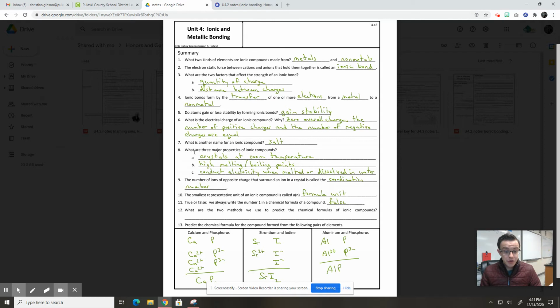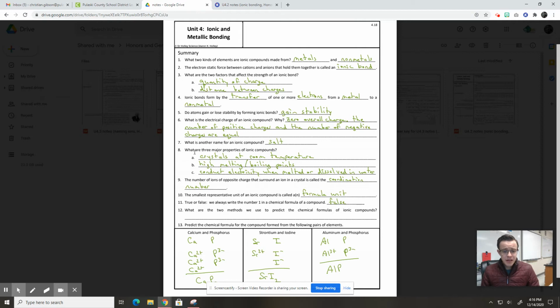Number 11, true or false? We always write the number 1 in the chemical formula. That is false. Usually, if there is only one of a certain atom in the chemical formula, we just leave the one off. So like sodium chloride is NaCl. There's one of each, but we don't write Na1Cl1. We just know if there's not a number, there's only one of those ions, one of those atoms, okay?